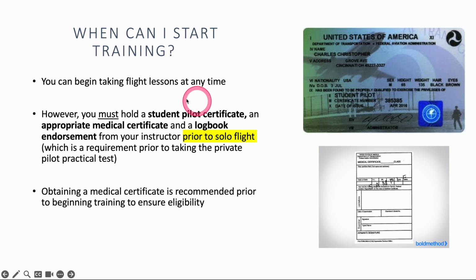So part of your requirements to get your license will be to fly the airplane by yourself, and we call that solo. In order to do that, you need to hold a medical certificate and you need to hold something called a student pilot certificate. It really just looks like a pilot's license. It just says student pilot on it.